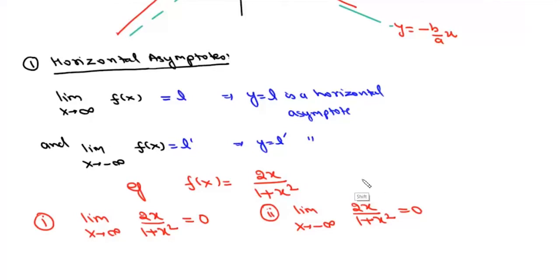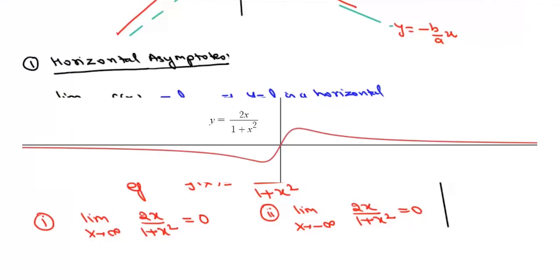And when you study curve tracing, we'll draw this graph and you'll see that this graph will be drawn like this. So basically here the value of L and L dash is 0. So for this curve, y equals 0 or the x-axis is an asymptote. As you can see from the graph also, this line, the x-axis, appears to touch this curve both at minus infinity and at plus infinity, and therefore it is a horizontal asymptote.